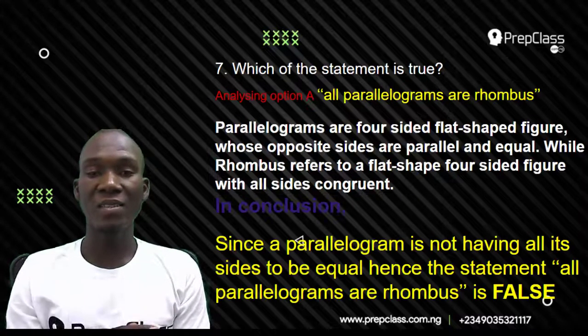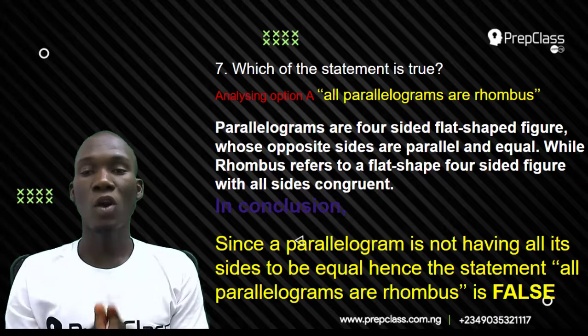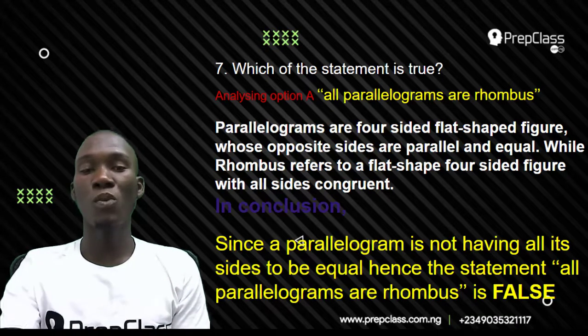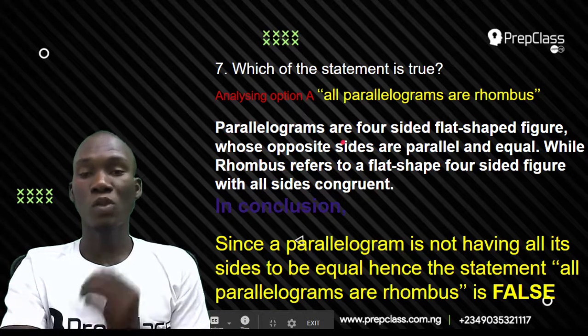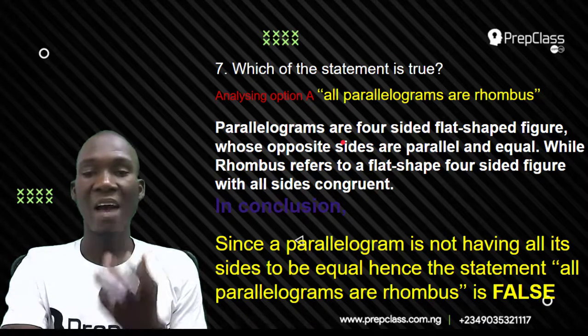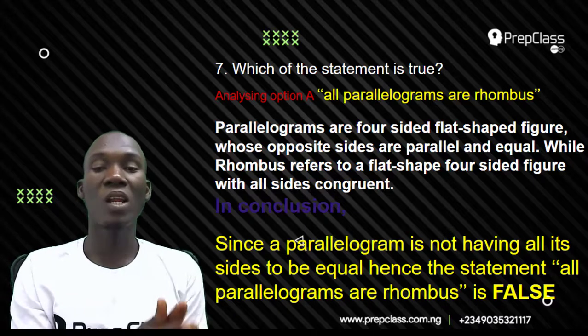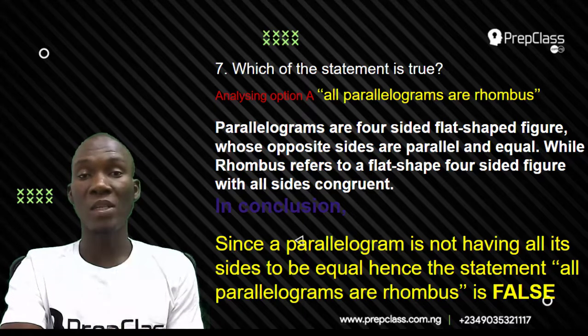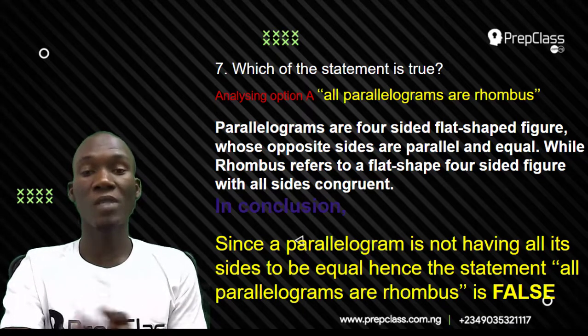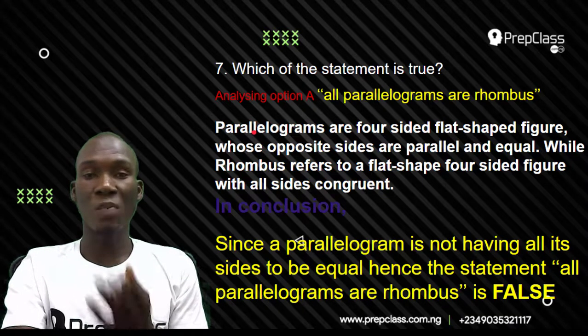So analyzing the first option, option A, all parallelograms are rhombuses. So to analyze this, we talk about parallelograms, then we talk about rhombuses. Do they have anything in common? Can we say parallelograms are rhombuses or not? We have to answer that if we know the properties of both parallelograms and rhombuses. Now, what is a parallelogram?